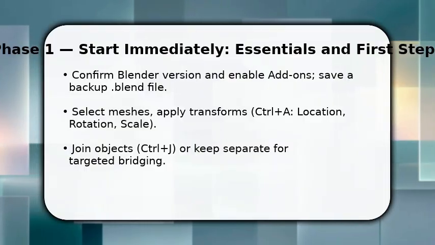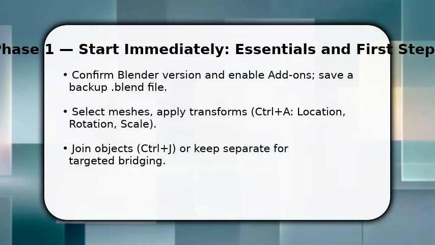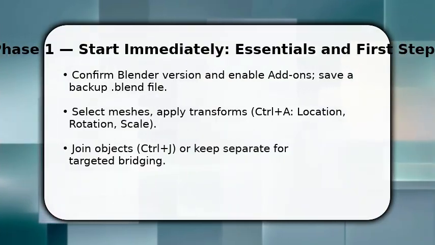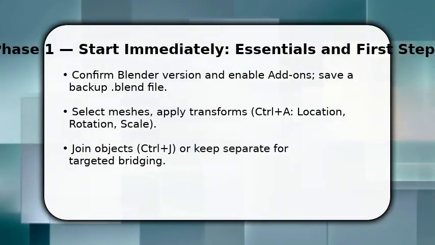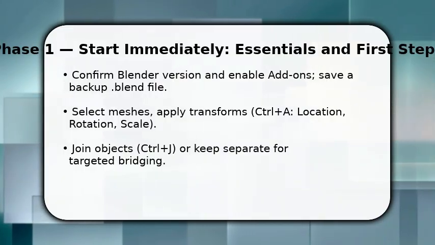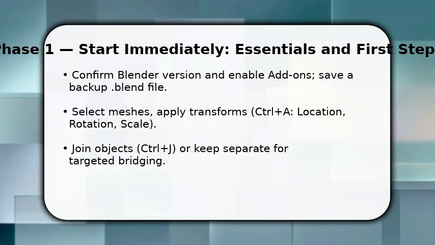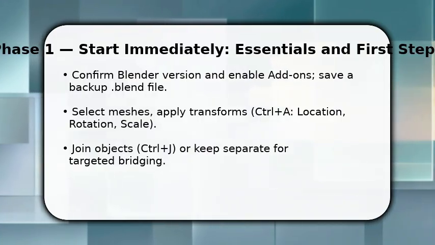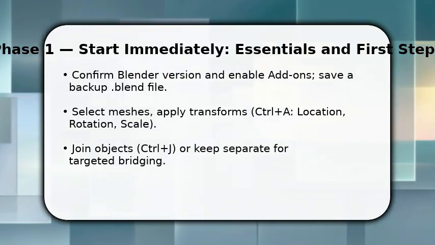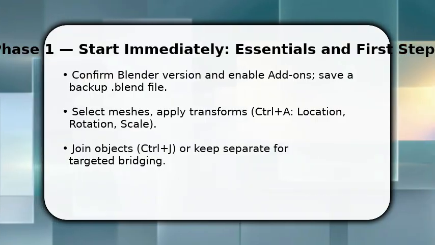You start by preparing the scene. Save a backup, confirm your Blender version, and enable any mesh tools you use. Once done, select each object you want to connect and apply transforms with Control+A so scale and rotation won't distort geometry later. Make a decision now.